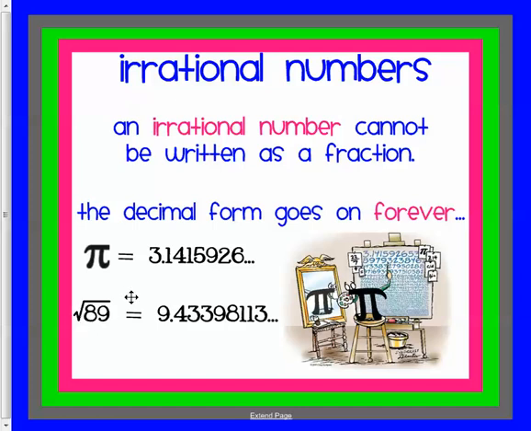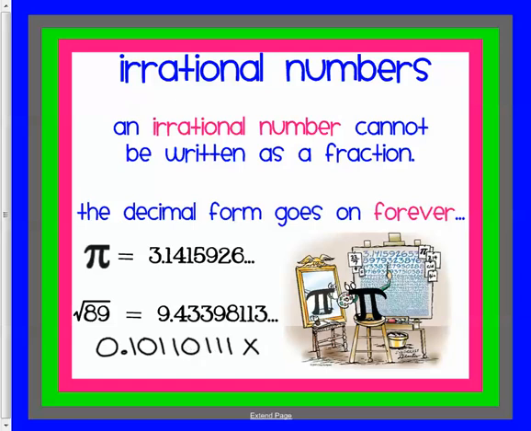The square root of 89 is 9.4339813, and nothing is repeating. Even if I had something like this, 0.1, 0.11, 0.111, are these repeating? No, this is irrational, okay? What then is the difference? These cannot be written in fraction form.